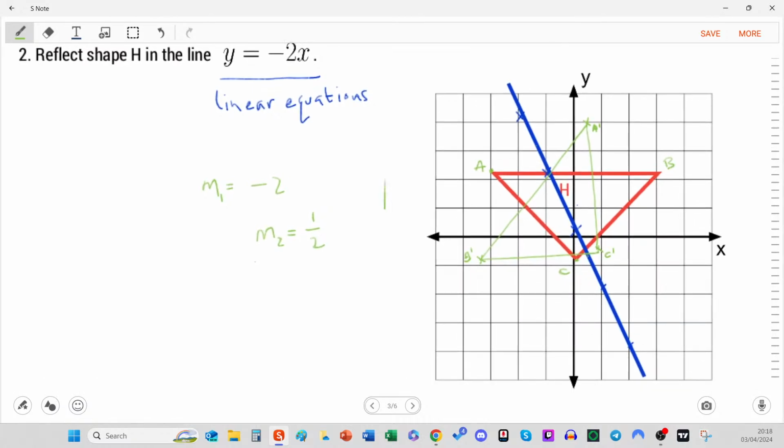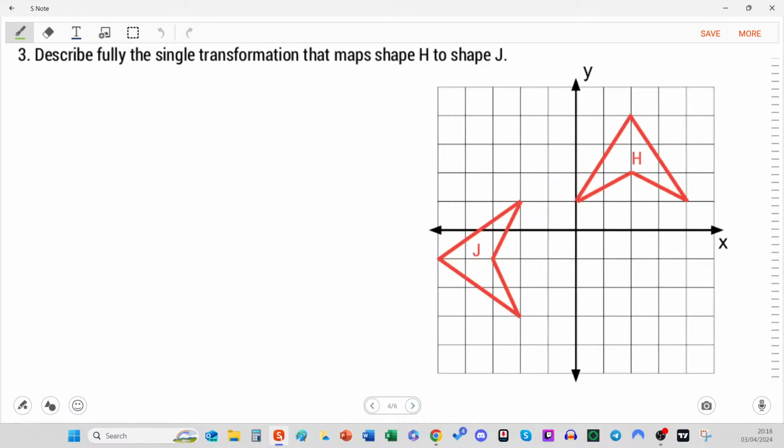So reflection. I want to just take a moment to write that, because in the exam, if you're doing GCSE, the exact word is important. Reflection. If you have to describe it, then you have to use this full word. Okay? Super important. Okay, let's move it on.